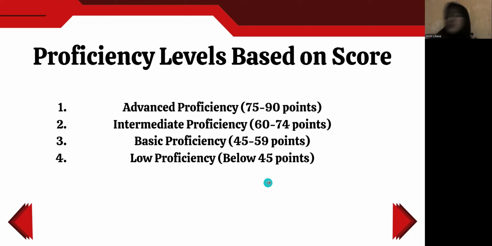And the last is low proficiency. If you only answer below 22 words, you will qualify as a low proficiency level.